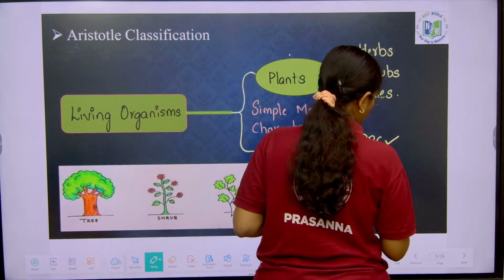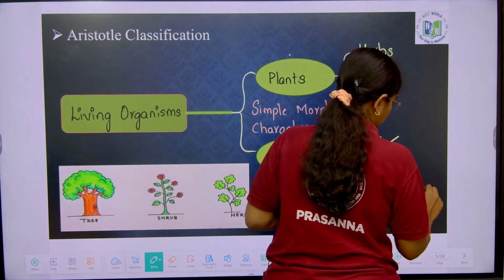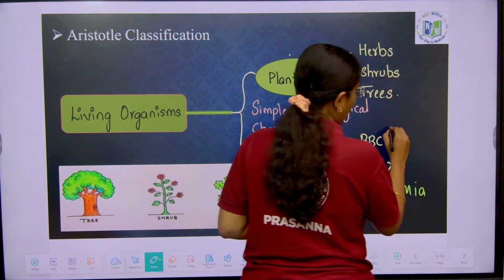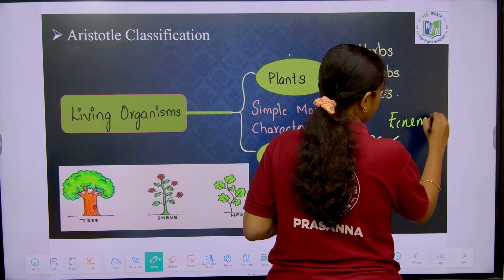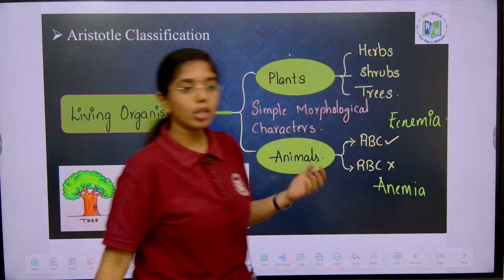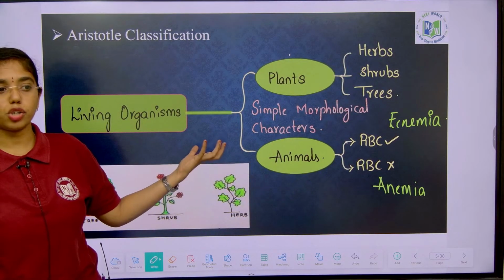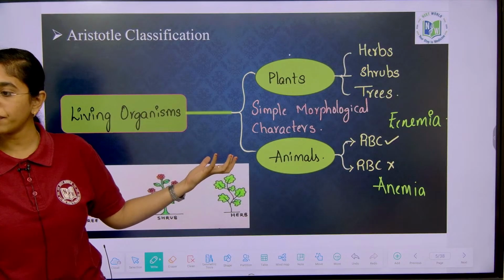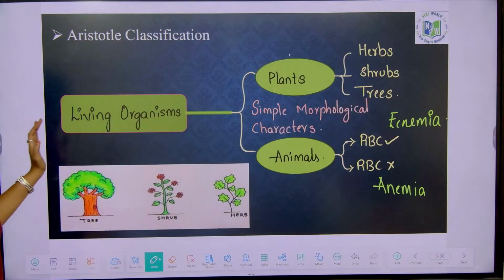The absence of red blood cells is addressed as anemia, and the presence as enaima. So, this is the basic classification proposed by whom? Aristotle. Who proposed the first scientific method of classification? Aristotle, right. Clear till here?